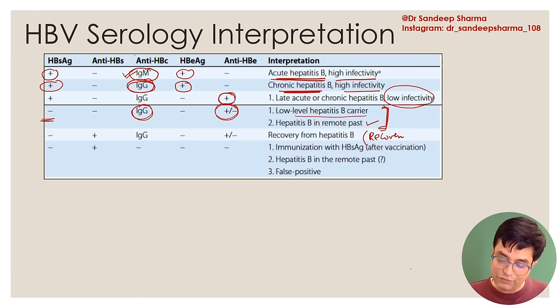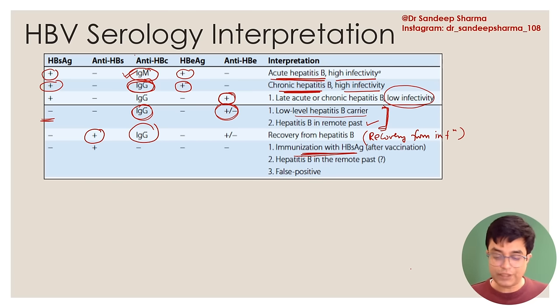Then recovery from hepatitis B, in bracket recovery after infection, also written as recovery from infection. So what will happen in such a patient? Surface antigen is negative, but the antibodies, both to surface and IgG, will be positive. And if the patient has been vaccinated, you and me, what will happen in us? Only one antibody will be positive, anti-HBs, because we use a recombinant vaccine, so that produces anti-HBs, surface antigen antibodies in the patient. So if only this is present and everything else is negative, it is immunization, hepatitis B in the remote past, and false positive reaction. False positive will not be asked in the exam, so immunization is the only thing you need to remember.